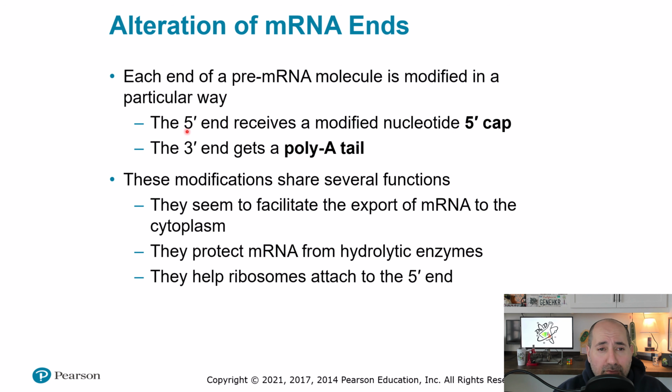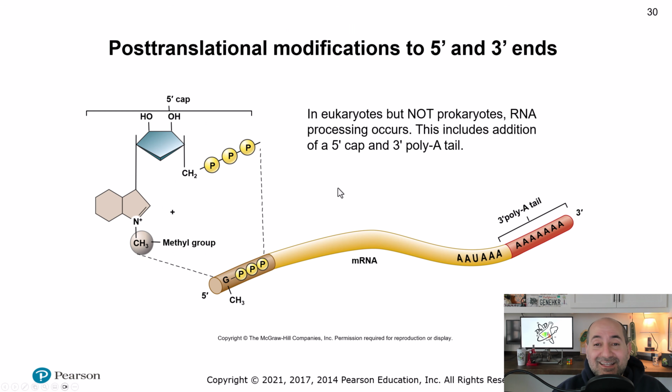At the 5' end of the mRNA, this receives a modified nucleotide, and the modification is called the 5' cap. I'm going to show you what that looks like in a second. On the 3' end of the mRNA, it gets what's known as a poly-A tail, a polyadenosine tail. So we've got to look at that in a minute too. Take a look at the mRNA. Here's your mRNA, your pre-mRNA.